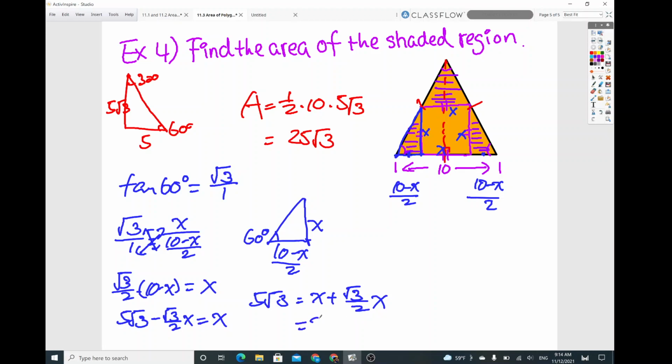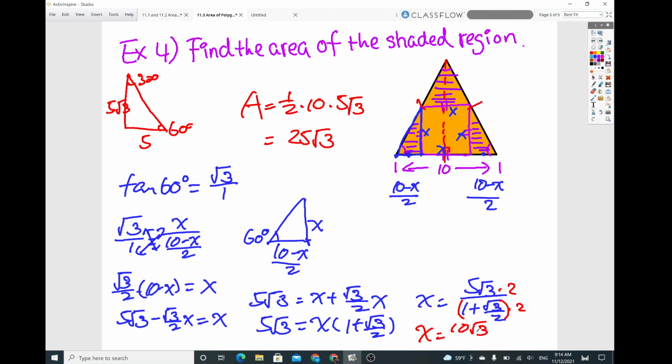Using x as the greatest common factor, we got x times the quantity 1 plus root 3 over 2. So 5 root 3, and from here we divide: 5 root 3 divided by 1 plus root 3 over 2. You might be wondering if we can simplify a little bit more. We can multiply the top and the bottom by the least common denominator, 2, then distribute. So we got 10 root 3 over 2 plus root 3.